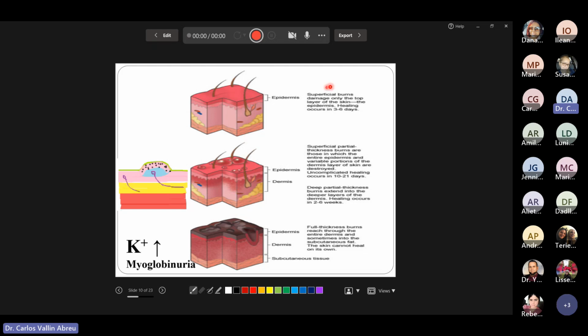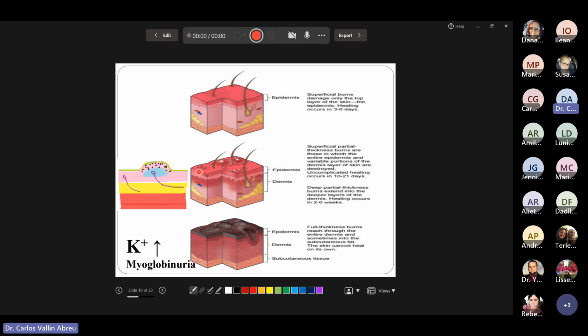Okay, the superficial, the partial thickness, and the full thickness. The superficial is never tested because it is a sunburn. Yeah, it is a sunburn, erythema and burning sensation, and that's it. It's going to heal spontaneously without treatment. Then comes the partial thickness.